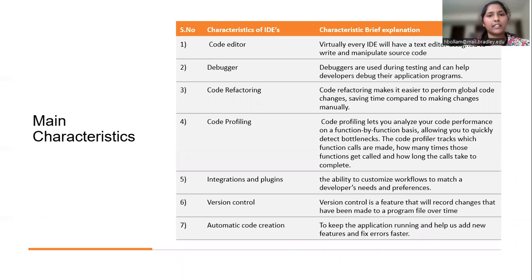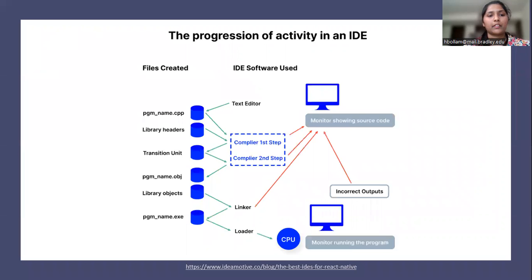And coming to the main characteristics of our IDE, we can easily develop any project, that means a software project, in multiple programming languages, and we can use code refactoring, code profiling, and a debugger for error detection and correction. And also an IDE supports multiple plugins and version controls. And here is an overview of the progression of activity in an IDE. Here we can see how the files are created, stored, compiled, and loaded into the CPU.